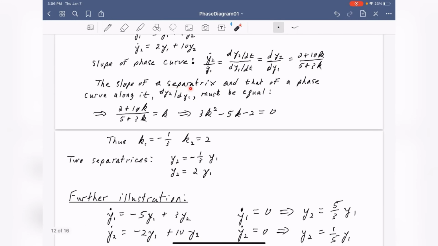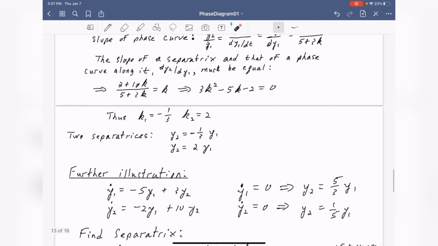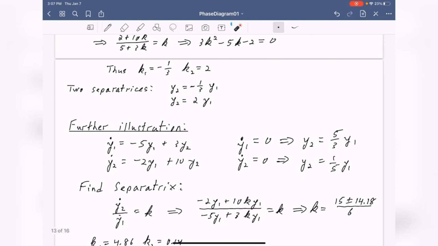Now the slope of the separatrix and that of a phase curve along it, so dy2 over dy1, which is the slope of the phase curve, must be equal. So we get (2 plus 10k) over (5 plus 3k), which is the slope of the phase curve, and we say that the slope of the separatrix is k, so that implies that 3k squared minus 5k minus 2 equals 0. Thus k1 is minus 1/3, and k2 is 2. So we get two separatrices: y2 equals minus 1/3 y1, and y2 equals 2 times y1.